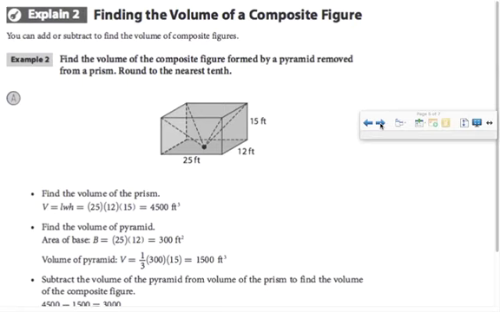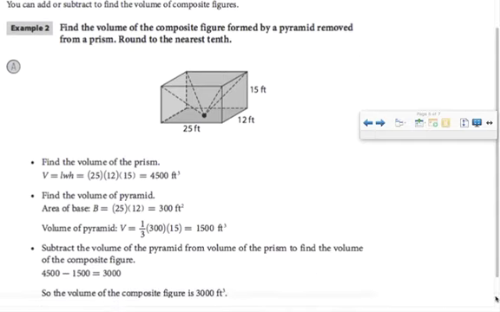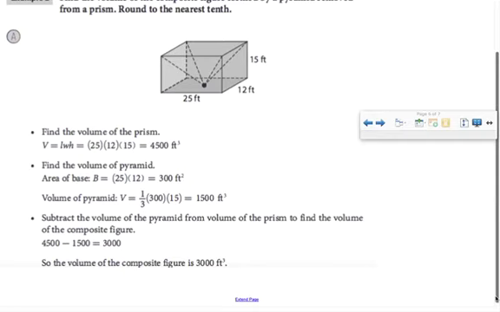Finding the volume of a composite figure. Again, remember, we can add or subtract to find the volume of composite figures. And so what we have here is a pyramid that's been removed from a prism. They found the volume of the prism, length times width times height. They found the volume of the pyramid, and then they subtracted them. So the volume of the composite figure is 3,000 cubic feet.